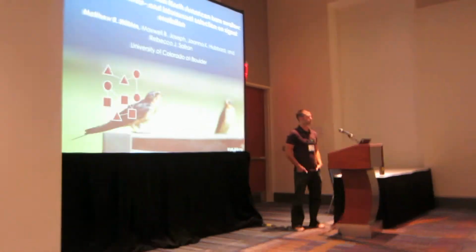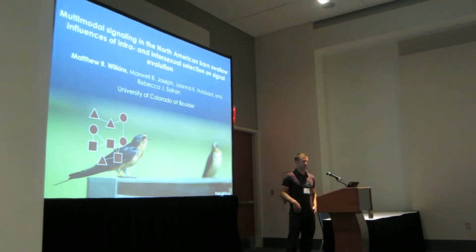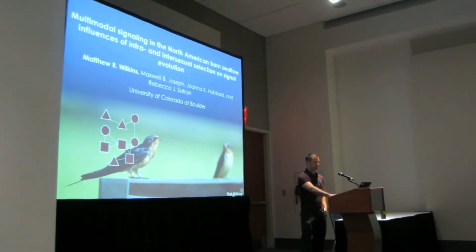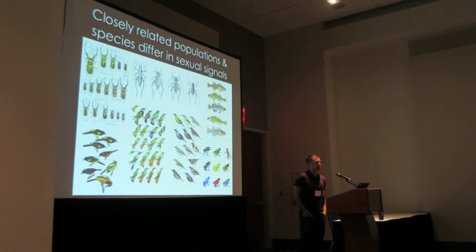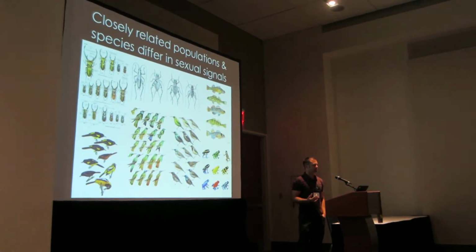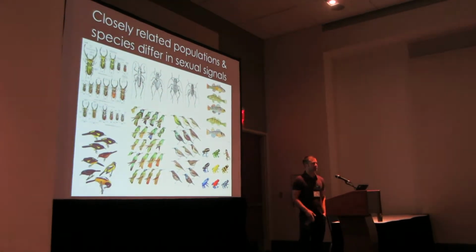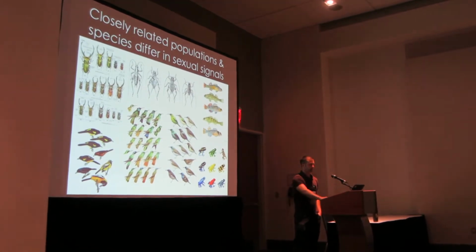I'm going to be talking a little bit about part of my PhD work. Specifically, this part is about the role of different parts of sexual selection and their role in signal evolution. So if we look broadly across animal taxa, it's clear that closely related populations and species often differ in sexual signals. And this suggests that sexual selection is broadly important in the production of biodiversity.